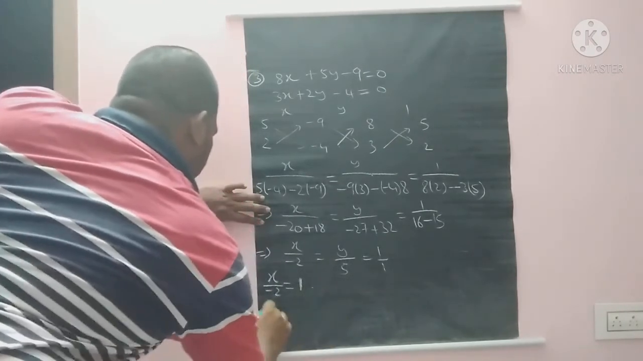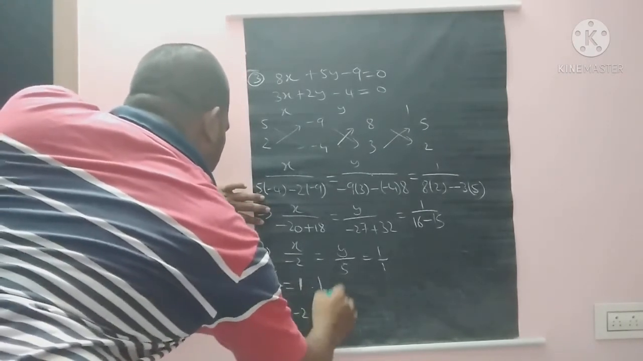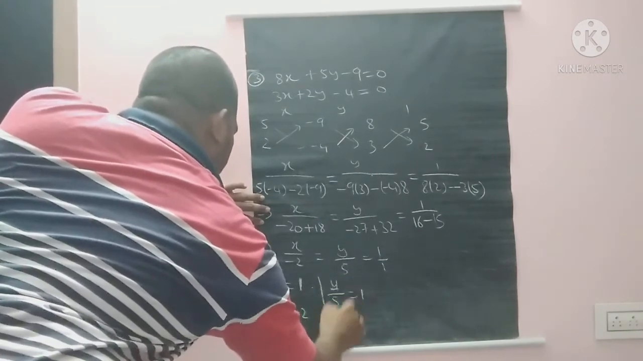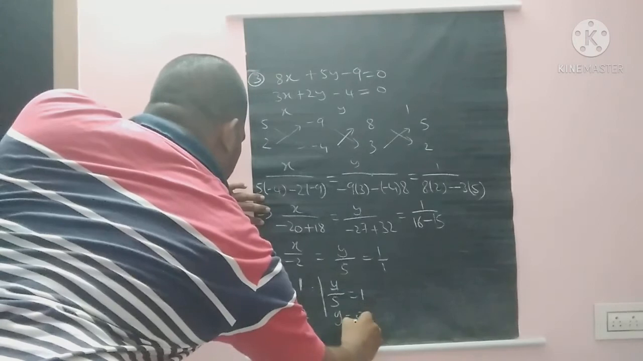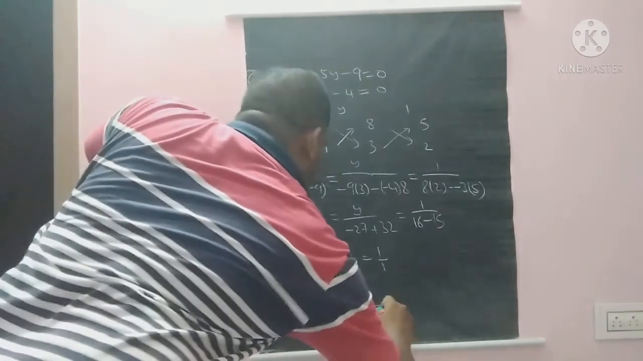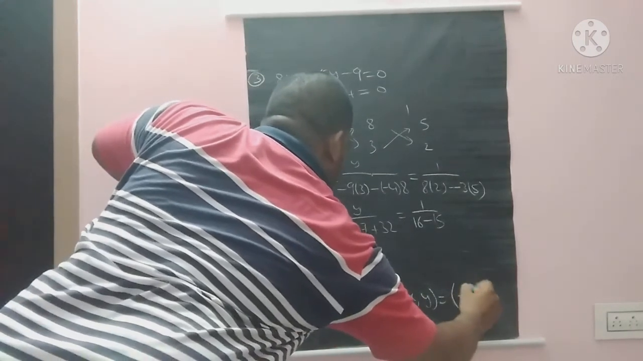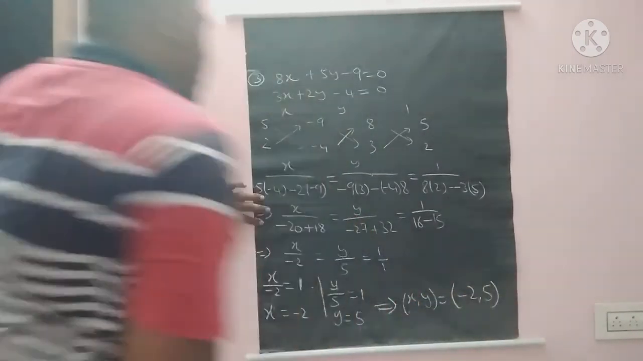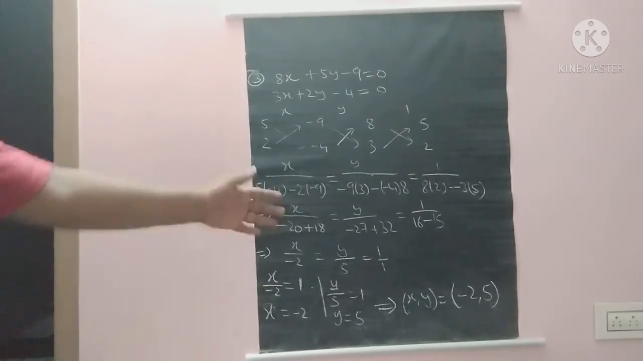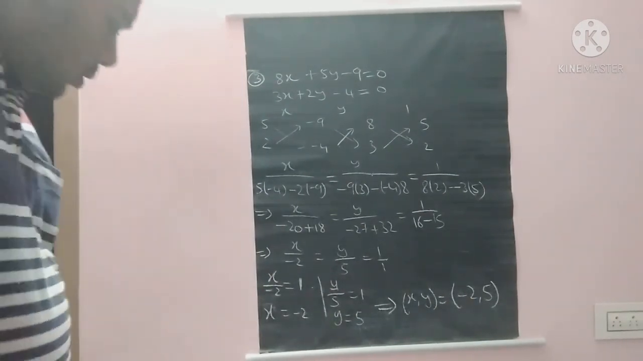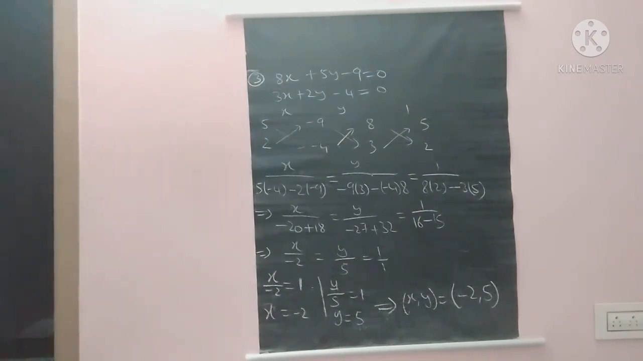Now let's write down here: x equals to minus 2. Y by 5 is equals to 1, y is equals to 5. So the solution (x, y) is equals to (minus 2, 5). So we found the solution using the cross multiplication method. So up to 3 questions are finished. The fourth question onwards, whatever problems are there, we will discuss those problems in the next class.